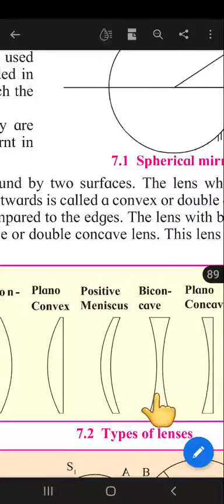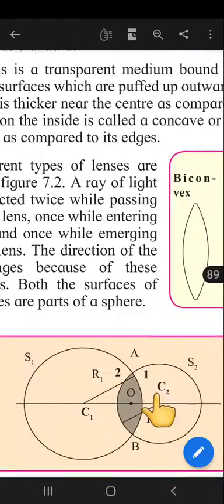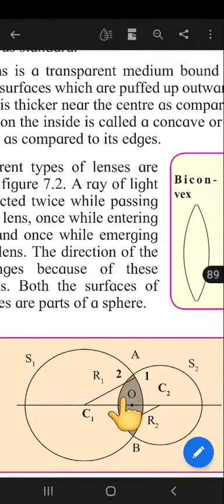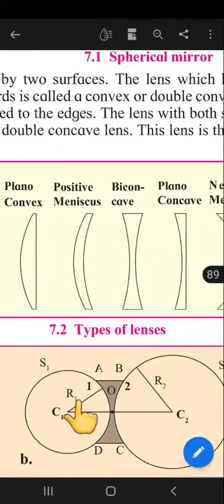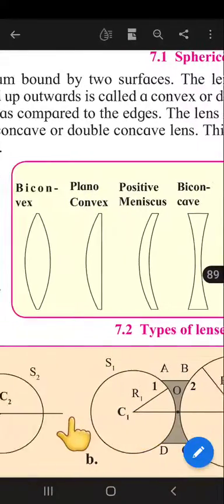Now we'll learn some important concepts from both of these diagrams. First, we will define the center of curvature, that is C1 and C2. We can define it as the center of the surface whose parts form the surface of the lens. Each lens has two centers of curvature, C1 and C2. The concave lens also has C1 and C2 centers of curvature.